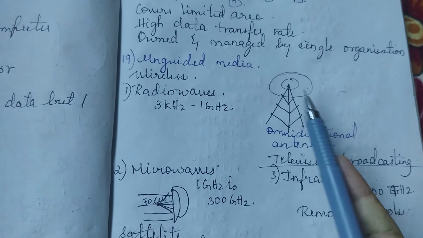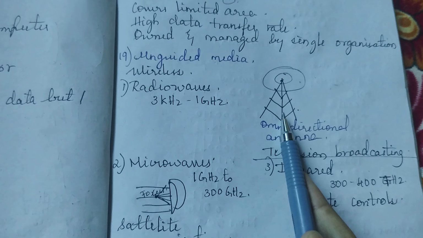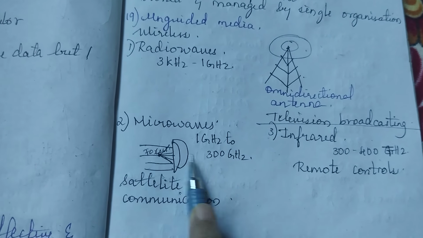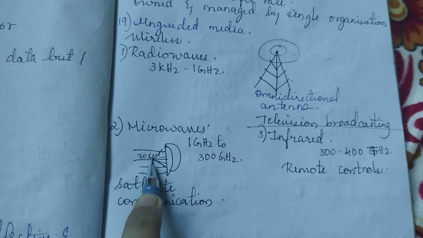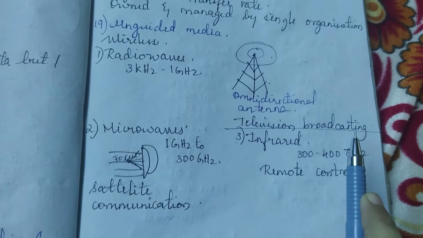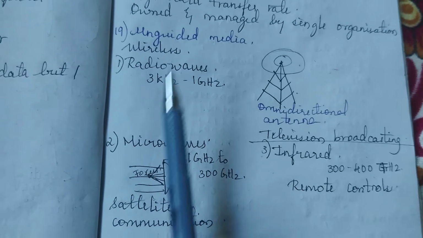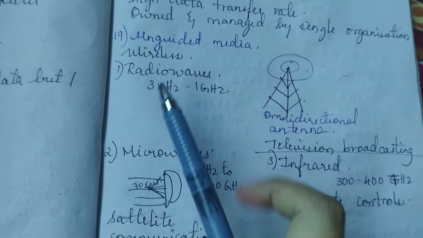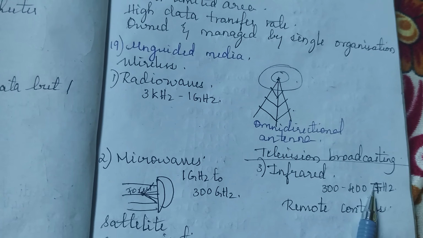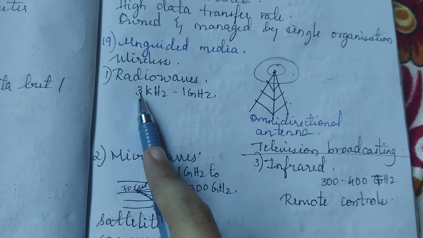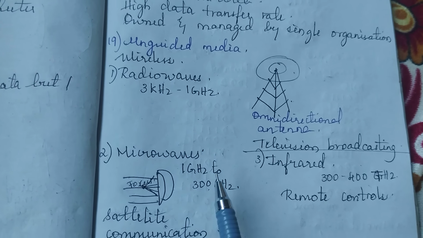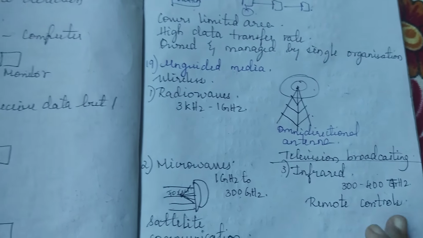For radio waves, for television broadcasting and all, we need radio waves. Microwaves is satellite communication. It will have only one direction and there will be one certain focus point. Infrared rays is nothing but, in case of remote controls and all, we will use it. If you want to remember these numbers, I have a trick for that also. It starts from kilohertz and ends at gigahertz, and lastly it is terahertz. Like this you can remember.